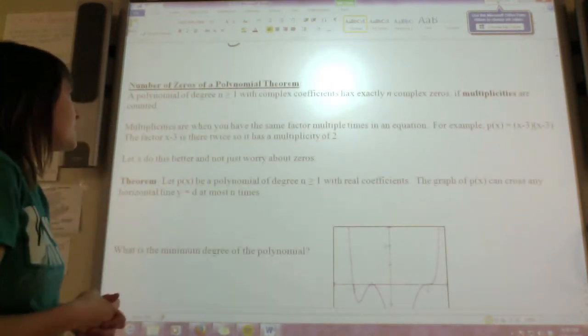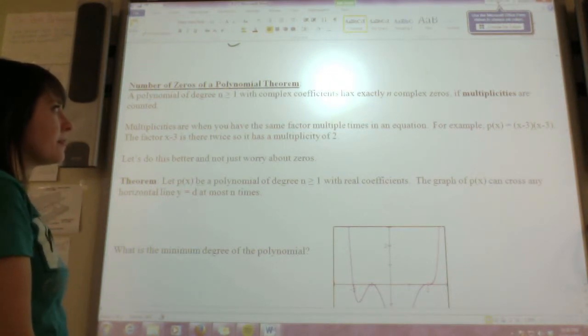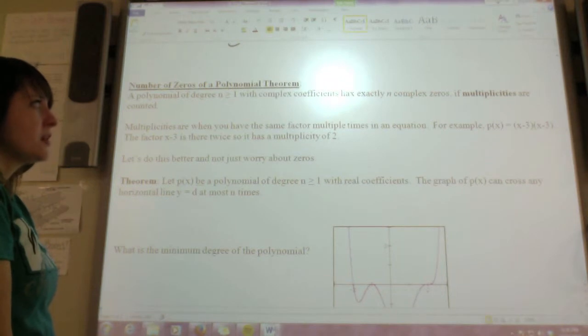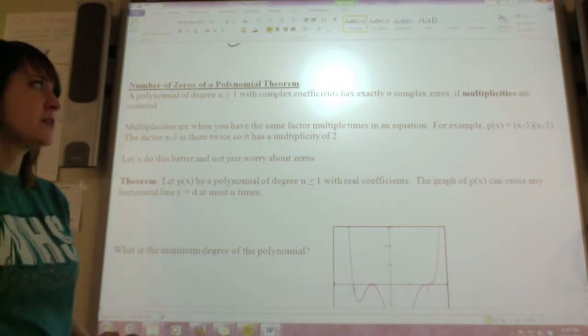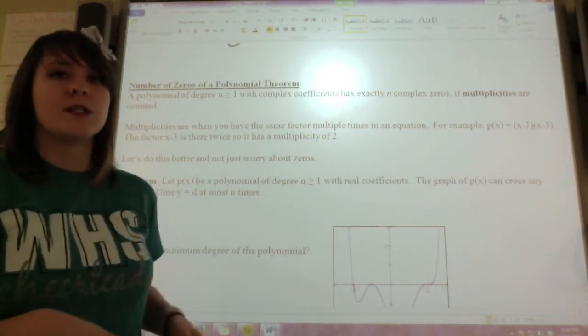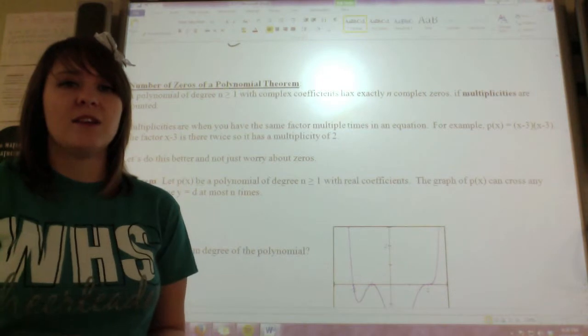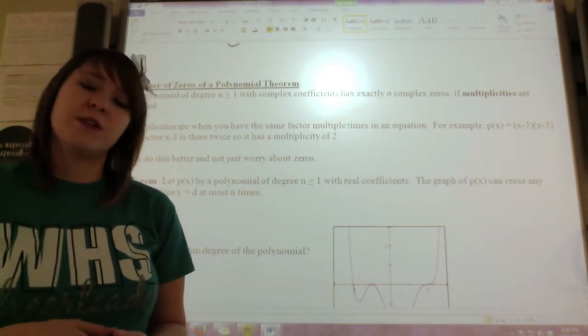Alright, we've got our number of zeros of a polynomial theorem. That says a polynomial of degree n greater than or equal to 1 with complex coefficients has exactly n complex zeros if multiplicities are counted. So real quick, let's talk about a multiplicity. Essentially, a multiplicity is just saying that your zero is counted more than once.